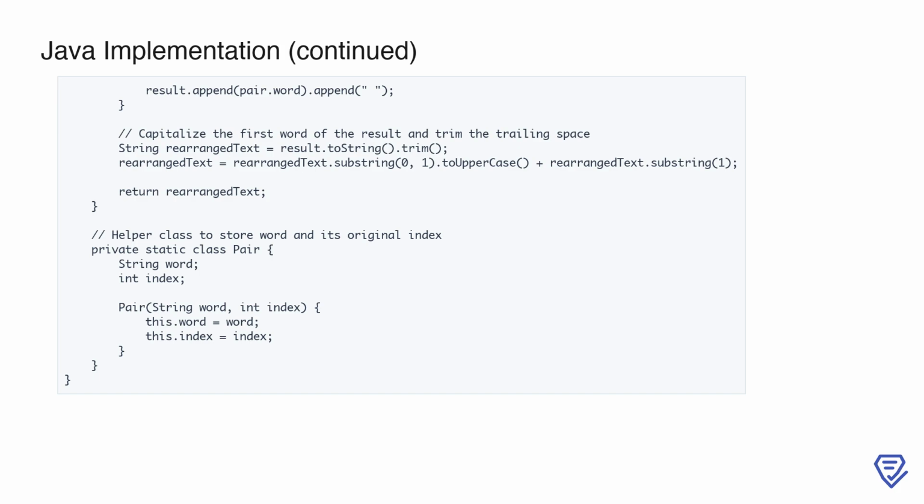Additionally, we define a helper class called Pair within the solution. This class contains two fields, word, which stores the word itself, and index, which keeps track of the original position of the word in the input sentence. This structure allows us to efficiently pair words with their indices and sort them while maintaining stability. By the end of this implementation, the input sentence is rearranged based on word length, with ties resolved by their original order, and the result is returned as a properly formatted string.